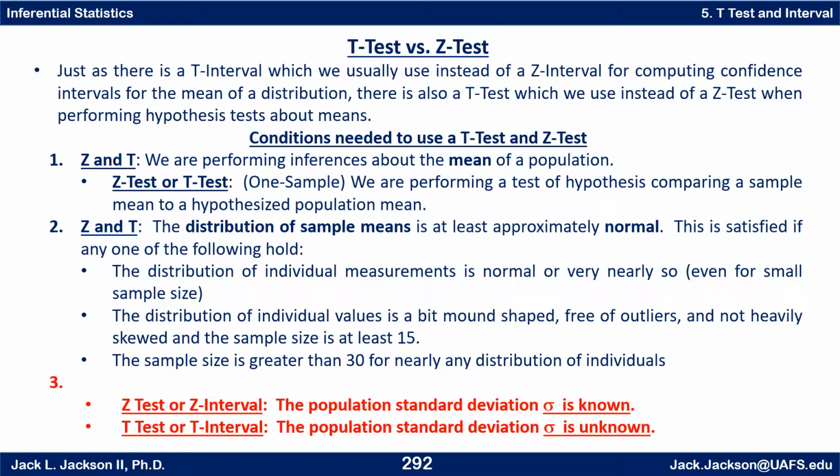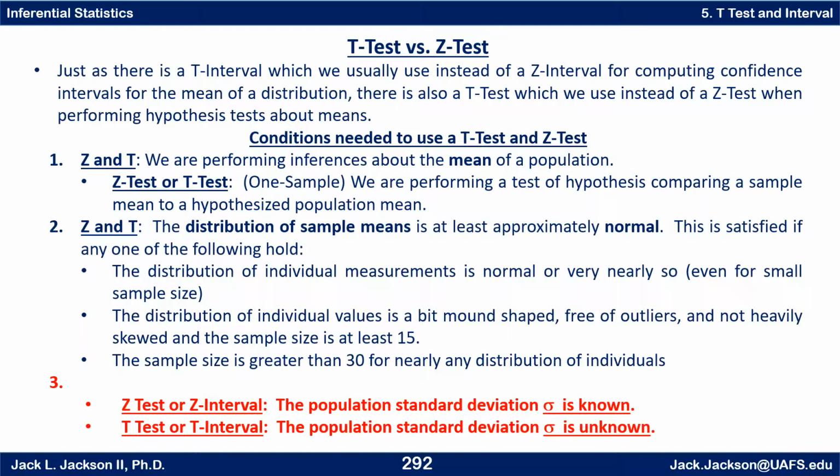Just as there is a t-interval, which we usually use instead of a z-interval for computing confidence intervals for the mean of a distribution, there's also a t-test, which we use instead of a z-test when performing hypothesis tests about means. First of all, let's recall the conditions needed to use a t-test and a z-test.